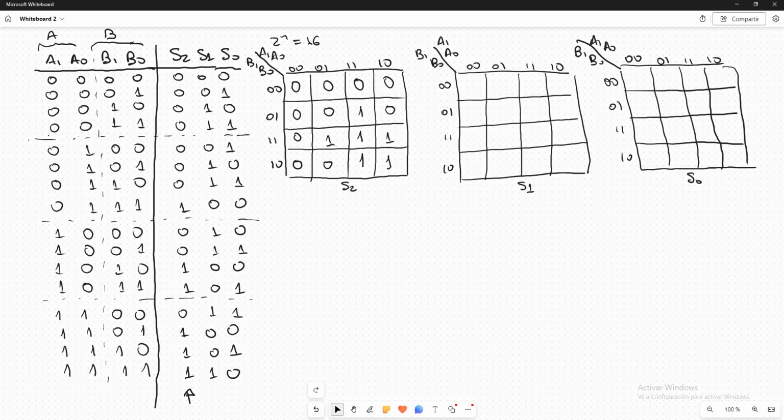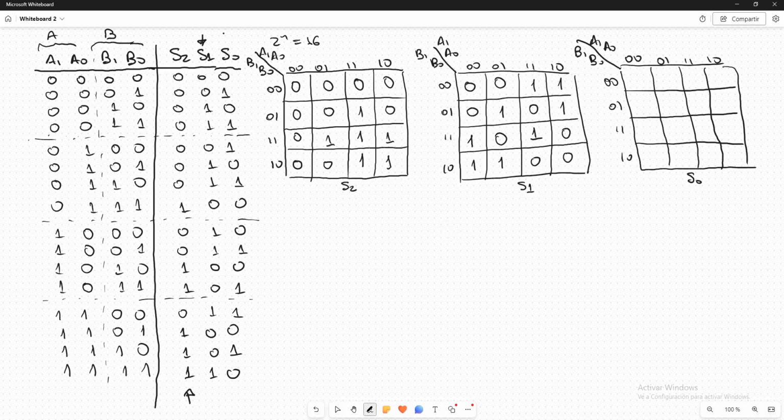So I'm going to fill the second Karnaugh map with S1. I'm now in this column of the output. I have 0, 0, 0, 0, 1, 1, 0, 0, 1, 1, 0, 1, 1, 0, 0, 1, 1, 0, 1, 1, 0, 0, and finally 1, 0, 0, 1.